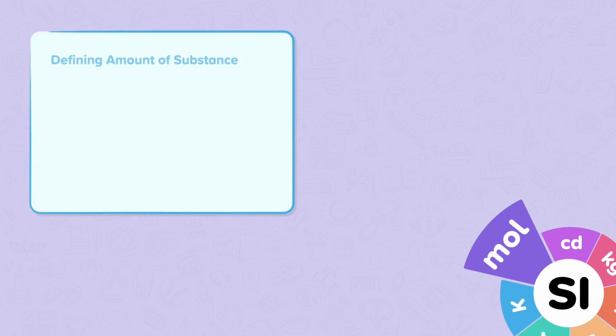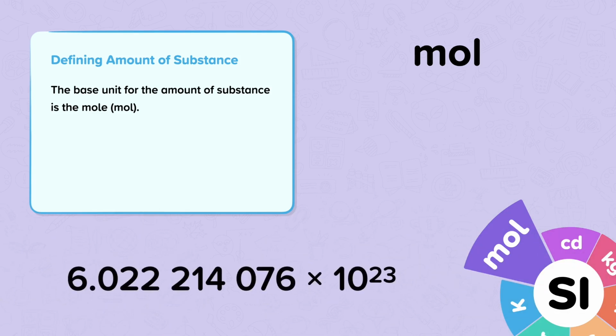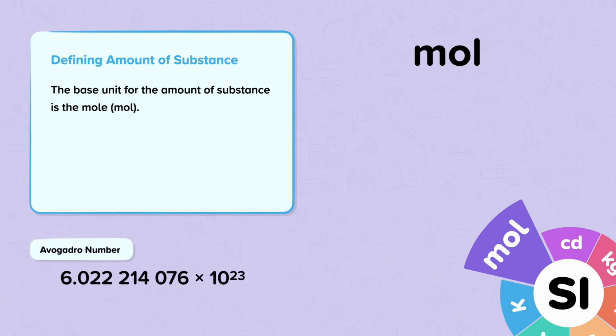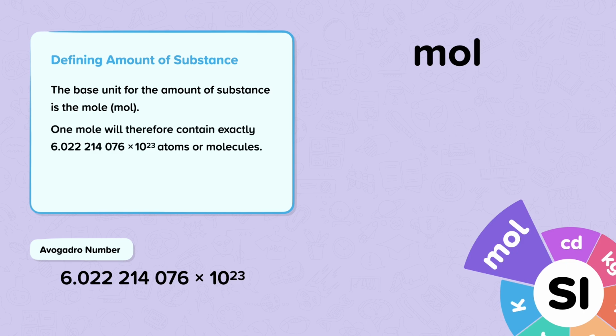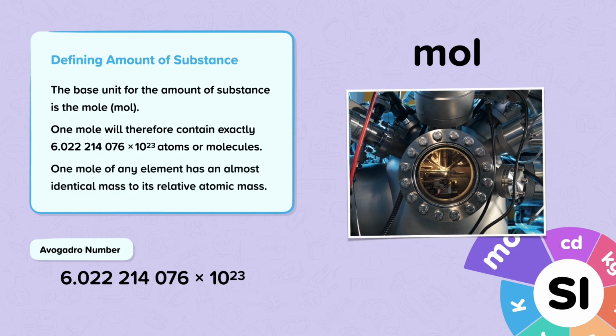The mole is based on a physical constant called the Avogadro number, which has the value of 6.022214076 times 10 to the power 23. 1 mole will therefore contain exactly this number of atoms or molecules, and 1 mole of any element has an almost identical mass to its relative atomic mass. This can be calculated very accurately using mass spectrometers as in the image.